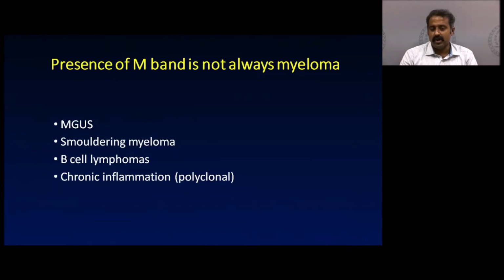The pathologist may call and tell you that there are plasma cells in the bone marrow, but you should look for the myeloma-defining events and try to classify them in the spectrum of myeloma disorders, because an M-band can also be seen in MGUS and smoldering myeloma. It can be seen in other low-grade B-cell lymphomas, and a polyclonal band can be seen in chronic inflammation.